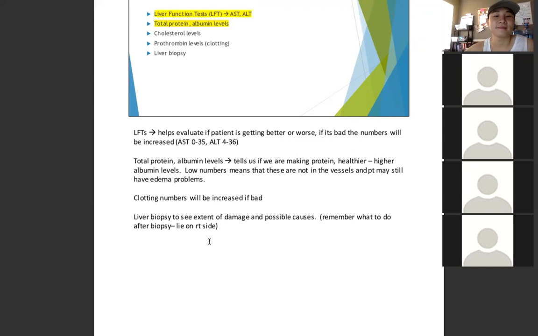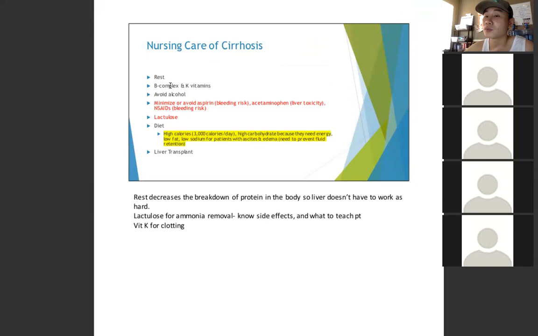All right, nursing care of cirrhosis. So we tell the patient to rest. Why? The more they rest, the less energy they use, the less protein they use. We give them B complex vitamins and vitamin K. We avoid alcohol. We minimize or avoid aspirin because of bleeding risk, and acetaminophen, because it causes liver toxicity. And we avoid NSAIDs because they increase the bleeding risk.